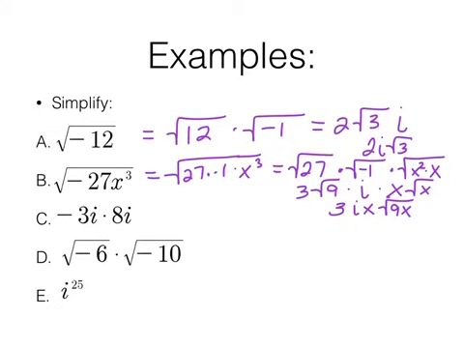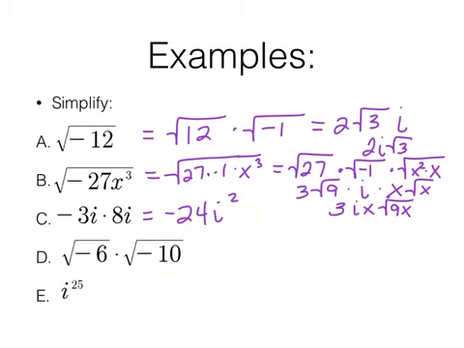All right. Negative 3i times 8i. You're going to start off by treating that i as if it's a variable. So you're going to treat this like it's negative 3x times 8x, which would be negative 24x squared, but we're going to write i squared. But i squared has a value.